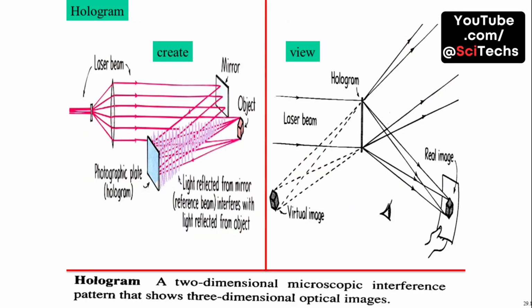A hologram is a two-dimensional microscopic interference pattern that shows three-dimensional optical images. It is created using laser beams and photographic plates.